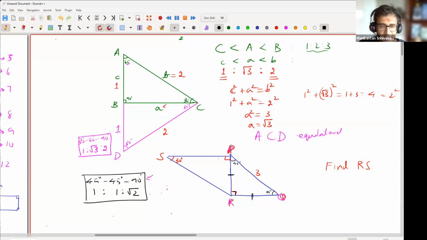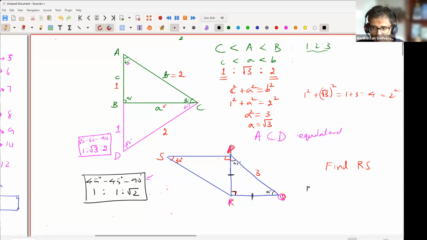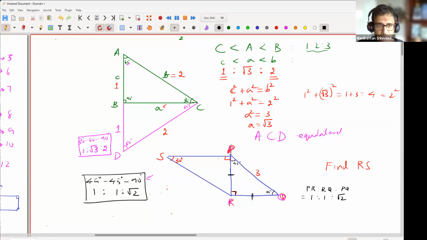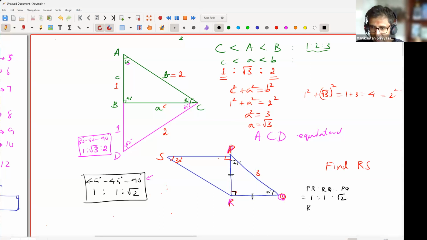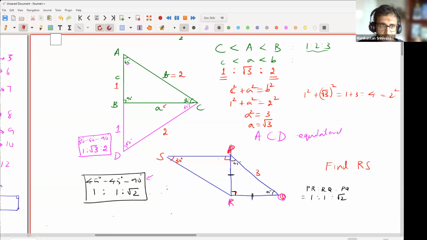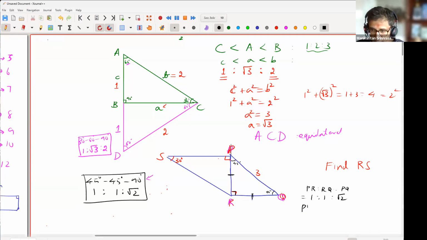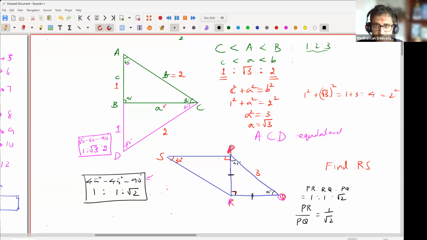Oh, yeah, okay. So we can apply the ratio 1:1:√2. So PR is to RQ is to PQ is 1:1:√2. In other words, PR by PQ is 1 by √2. PR by PQ. This is P here.